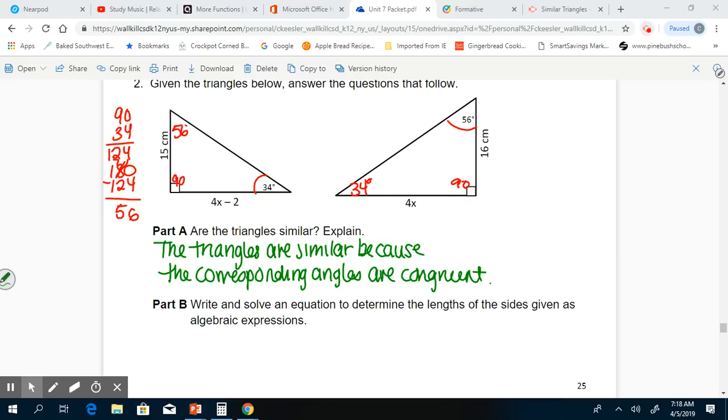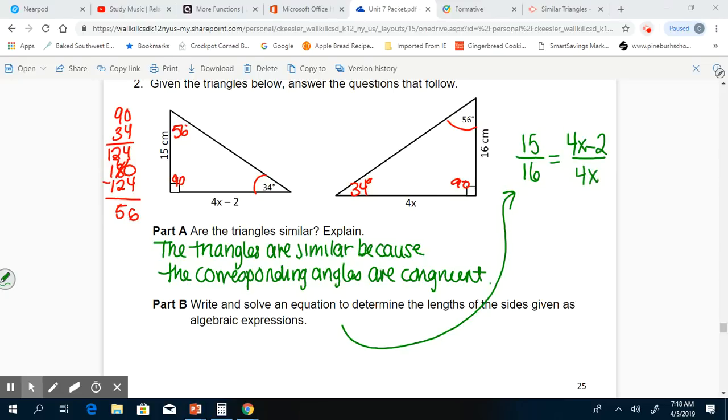So now we're going to go through and write an equation to solve for those missing sides. So we have 15 is going to be similar to the 16, and 4x minus 2 is going to be similar to the 4x. So we could write our equation. I'm going to do this over here, even though you want to write it on the bottom. We have 15 is similar to 16 as 4x minus 2 is similar to 4x.